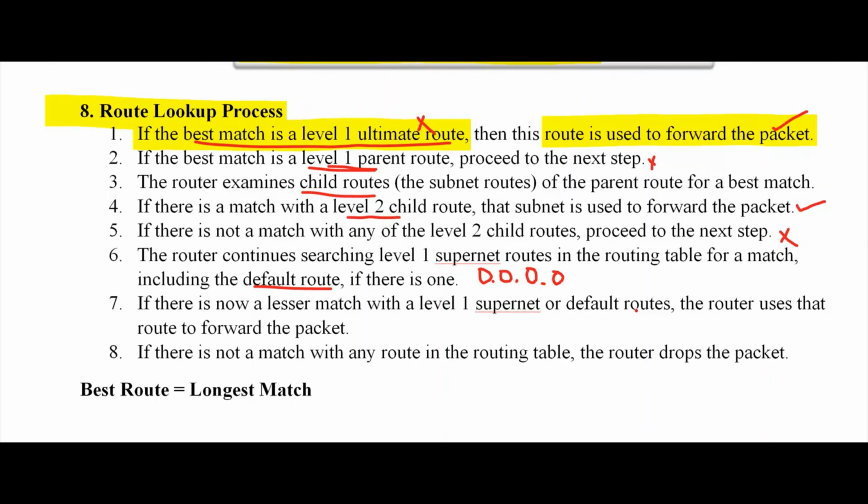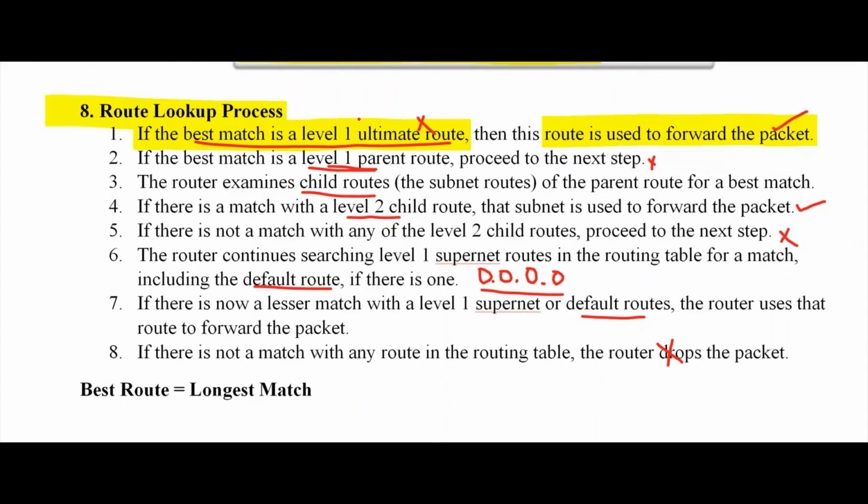Then if there is a lesser match with a level 1 supernet, or the default route, the router uses that route to forward. If there is no match with any routing table entry, the packet will be dropped. So if there is no default route, what will happen is your packet will be dropped. I can tell this in a very simple way.